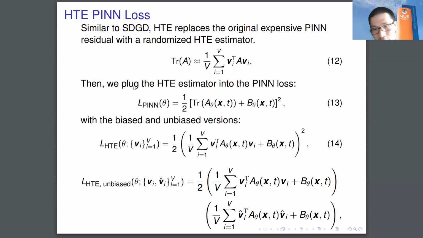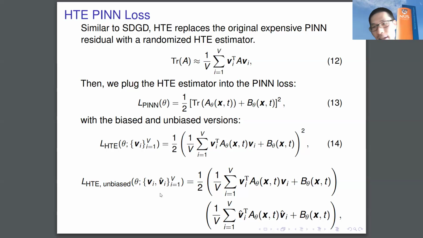The original PINN loss is in equation 13, where we use the full Hessian. To compute equation 13, we first need to compute the full Hessian, which is a D times D matrix, so it is very expensive. Imagine a D times D matrix with thousands or millions of dimensions; it is just unrealistic to compute. We can use Hutchinson trace estimation to replace the full Hessian.